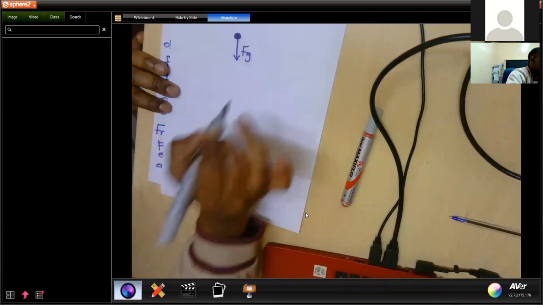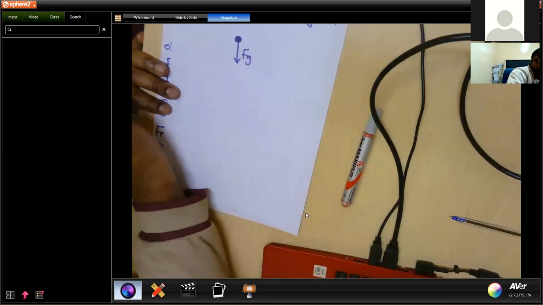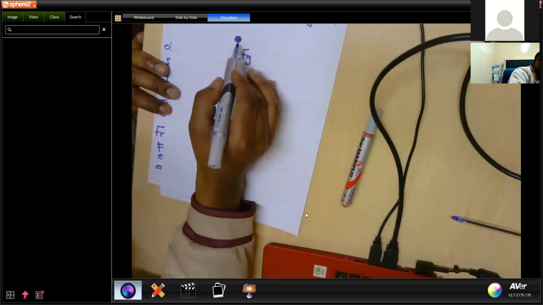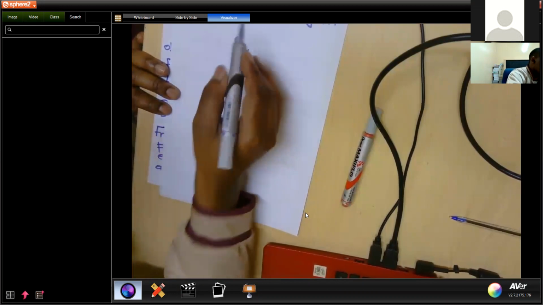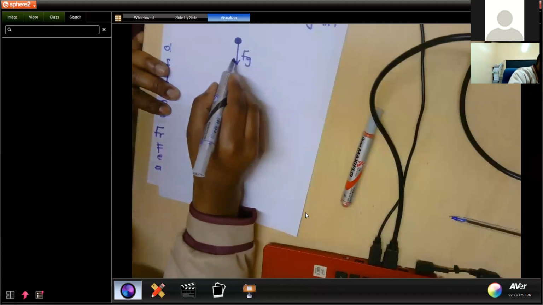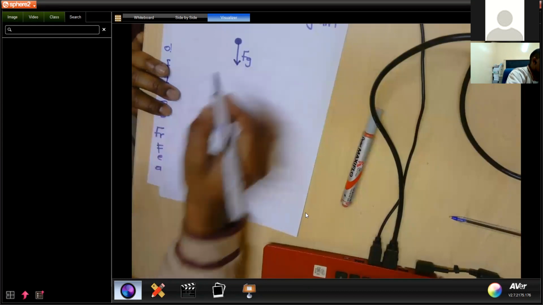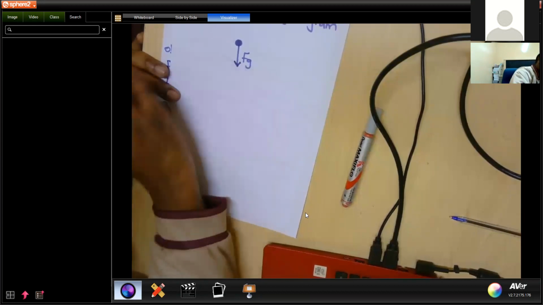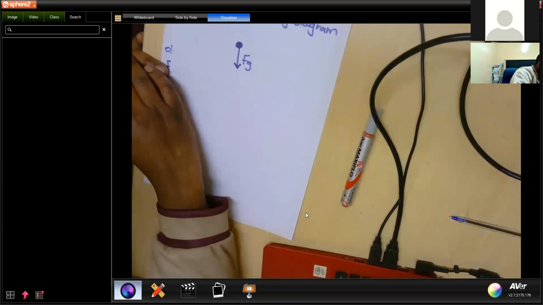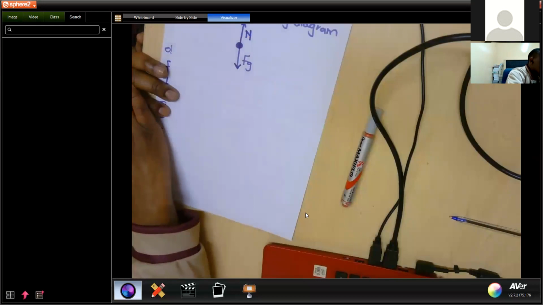Now, every time you represent a force on a free body diagram, you must make sure that that particular force touches the dot, meaning it touches that particular object, and then you will show the arrow, and that arrow will point in the direction that the force is acting. Then another force is going to be the normal force.